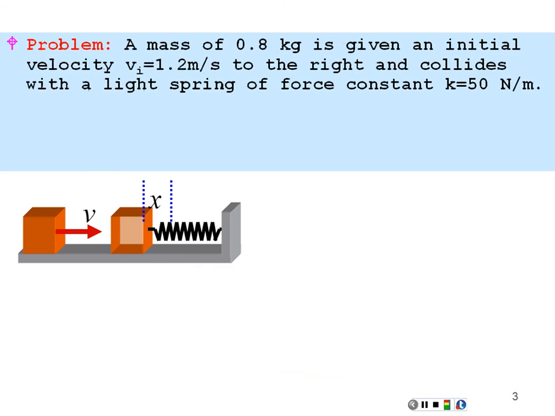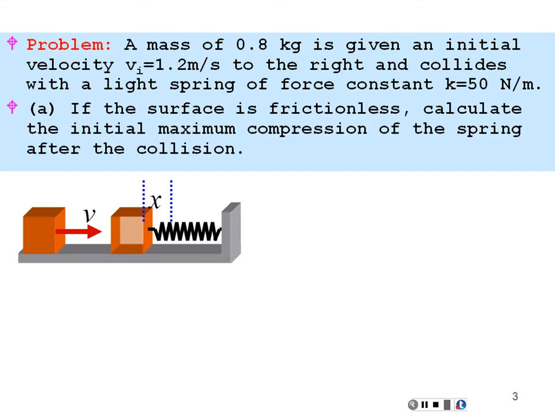All right, let's try another problem. A mass of 0.8 kilograms is given an initial velocity of 1.2 meters per second to the right, collides with a light spring of force constant 50 newtons per meter. If the surface is frictionless, calculate the initial maximum compression of the spring after the collision.